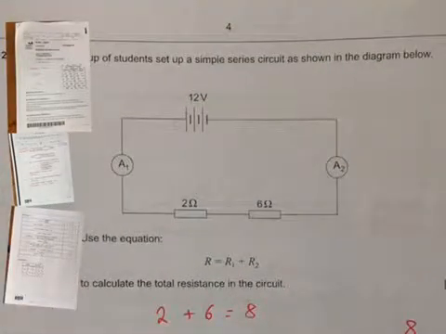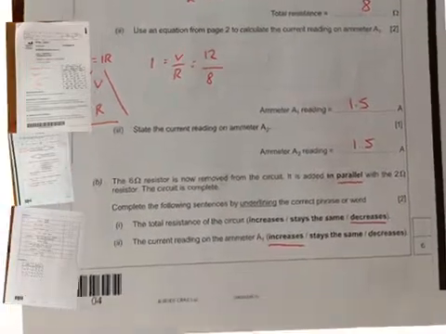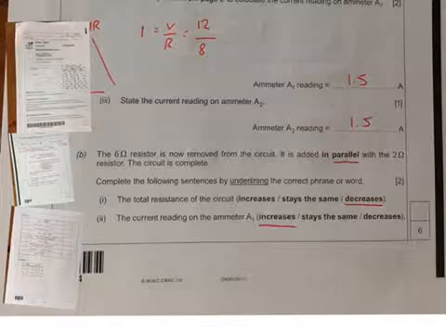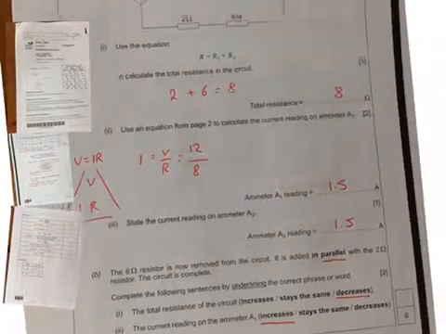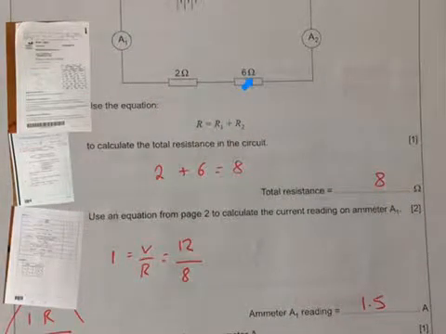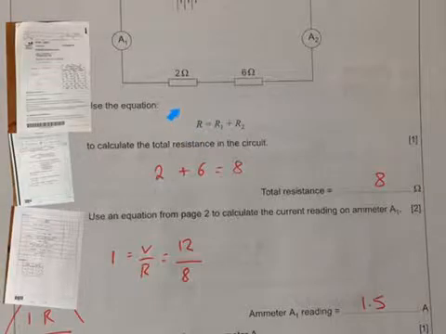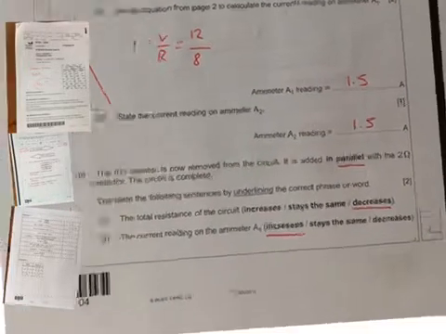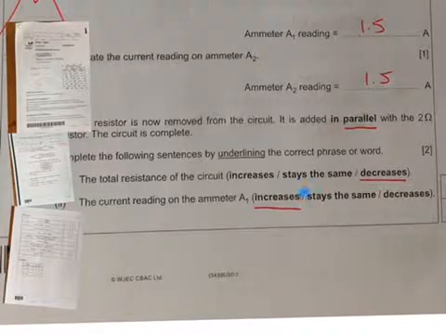State the current reading on ammeter 2. Let's have a look. Well, if it's 1.5 here, it's going to be 1.5 there and there and everywhere around here. So it's going to be 1.5 there as well, because in a series circuit, the current is the same everywhere. Now the 6 ohm resistor is removed and it's put in parallel. So you can imagine this fella now. They bring it out and they put it below it. What's going to happen? The resistance is now going to decrease. That's what happens when you put it in parallel. So therefore, the current is going to increase. If you drop that resistance, you're going to increase the current.